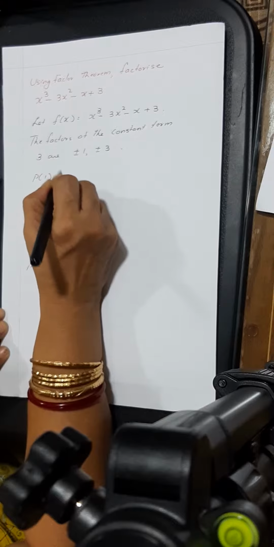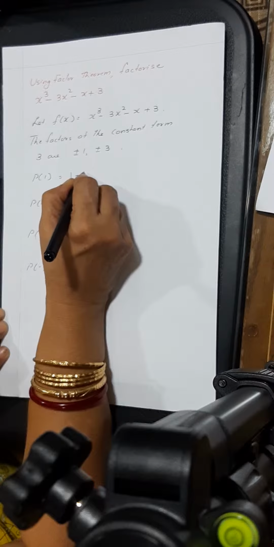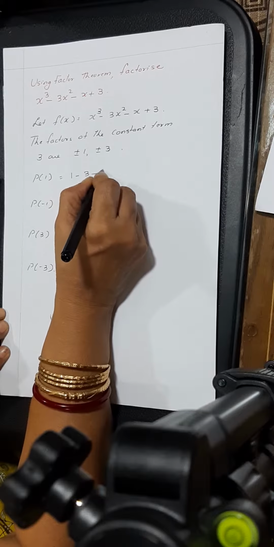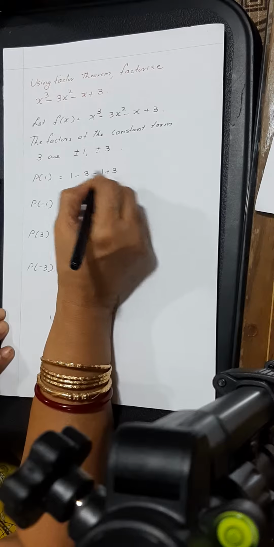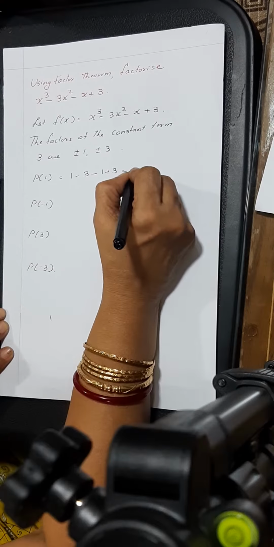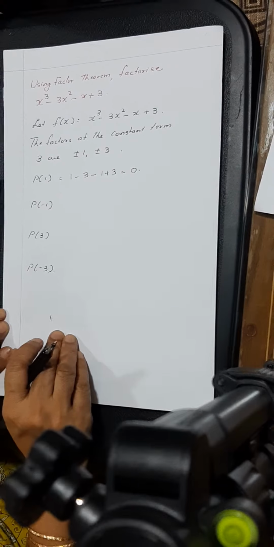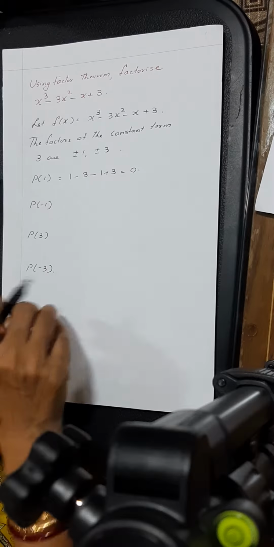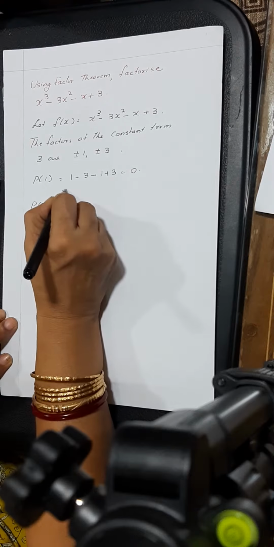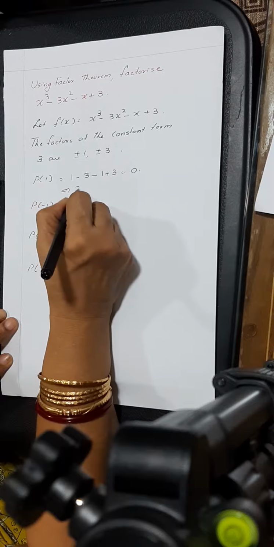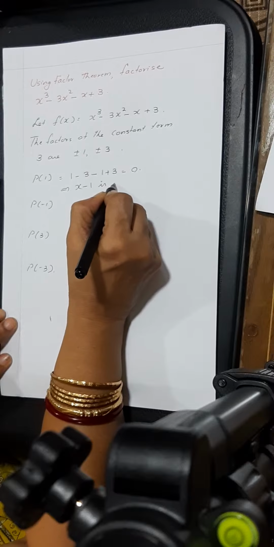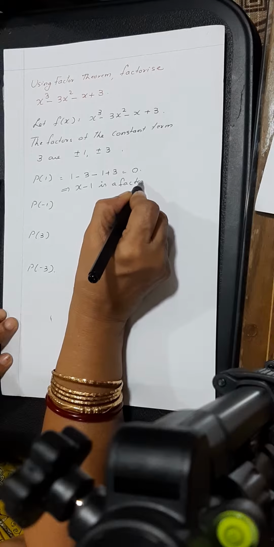So p of 1 is equal to 1 minus 3 minus 1 plus 3. So this is 0. So that means you can say x minus 1 is a factor.